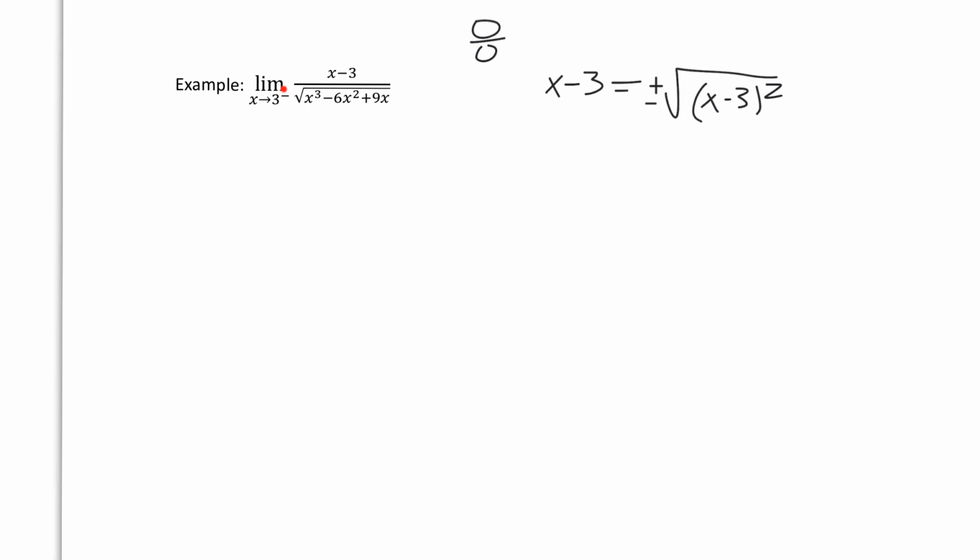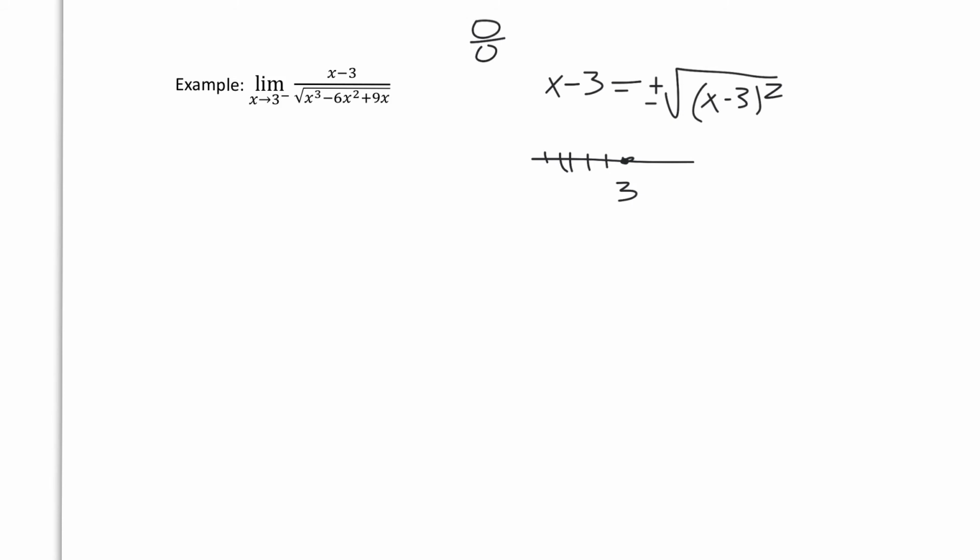Well, x is approaching 3 from the left. That means x is taking values less than 3. So if you imagine a little number line here with your 3, x is taking values on the left-hand side of 3, like 2.5 or 2.9. What happens to the quantity x minus 3 if you plugged in 2.9?